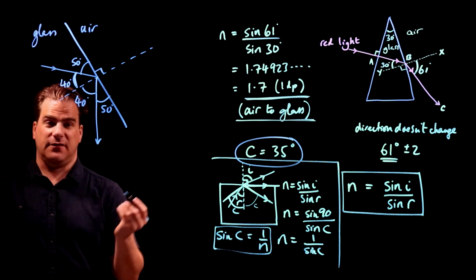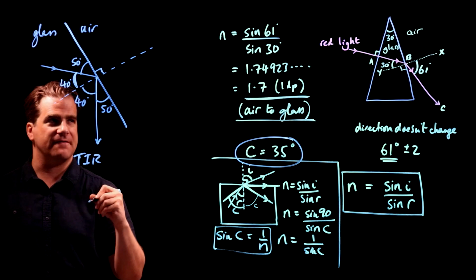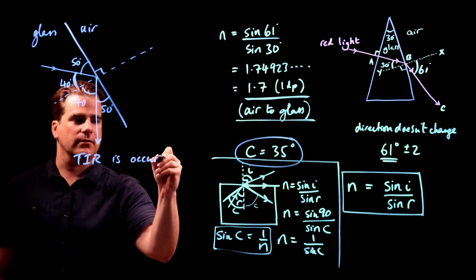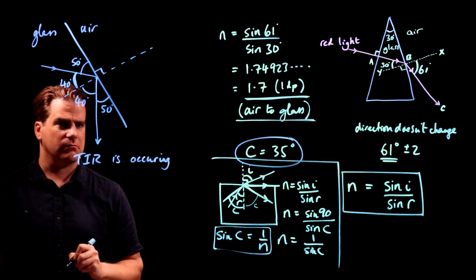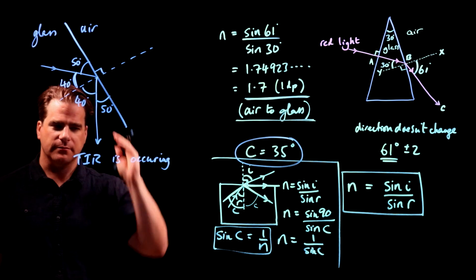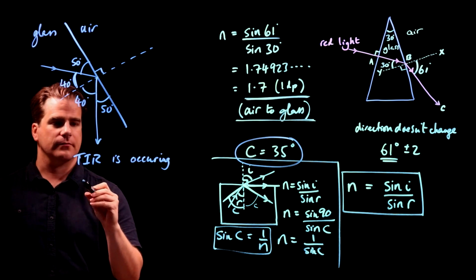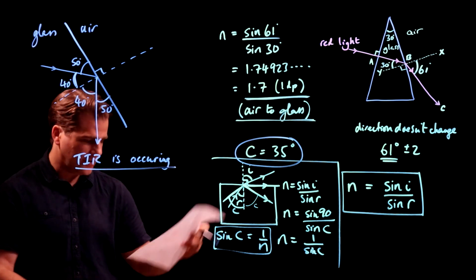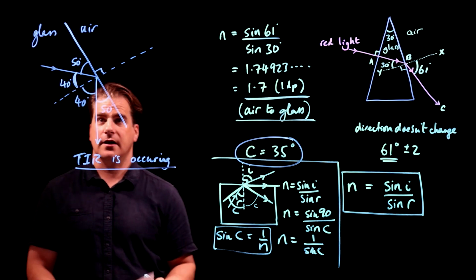So that's it. If you want, you can say that total internal reflection is occurring. Does occurring have 2 R's? Don't think so. Could be wrong. Okay, good. Well, that's it, I think. Yep, that'll get you the 2 marks.